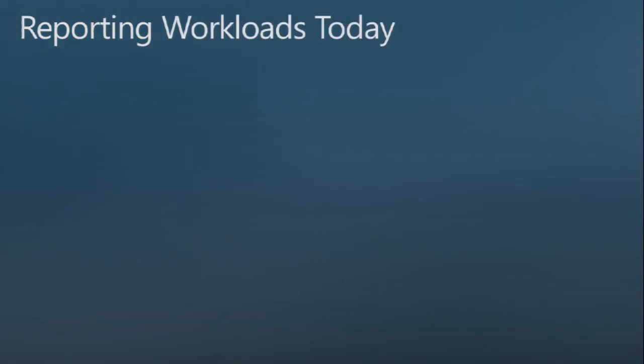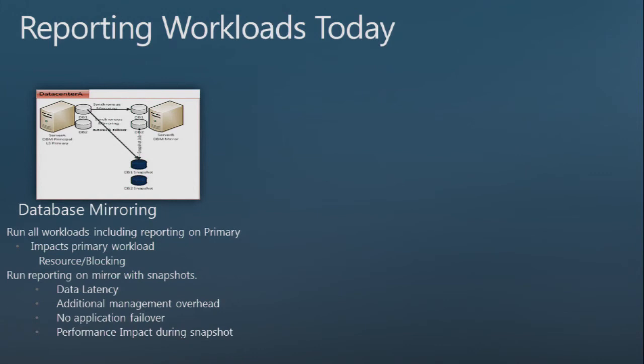So if you look at reporting workloads today, let's first look at the database mirroring high availability configuration. As you know, you cannot really run any workload on the mirror. So what DBAs do is run their reporting workload on the primary node. Now the challenge with that is the primary workload is going to compete for resources with the reporting workload. Reporting workload is going to take CPU cycles and IO bandwidth. So your primary workload is competing, and thereby it can slow down.